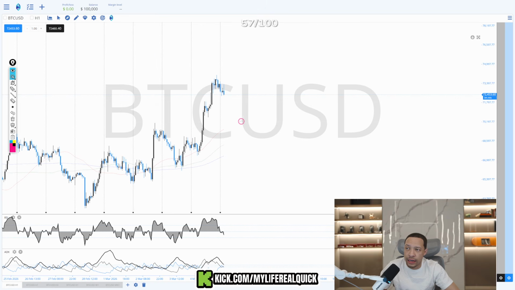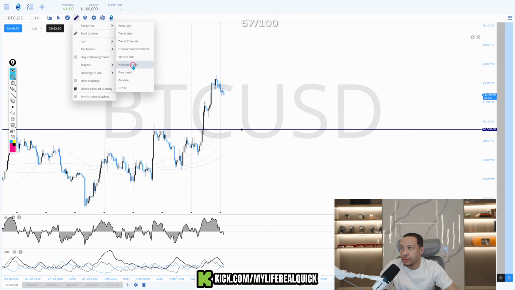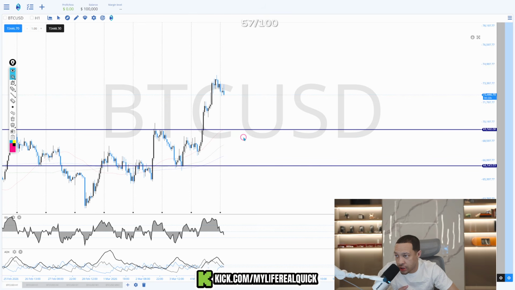So let's start with horizontal line. Horizontal line, I like to just use them as straight up support and resistance. Just areas of support and resistance. It gives you very easy access to it. But as y'all know, y'all barely see me use these on charts because I'd rather use supply and demand zones, which are stronger than horizontal lines. But these are used just to have a line of support and resistance.